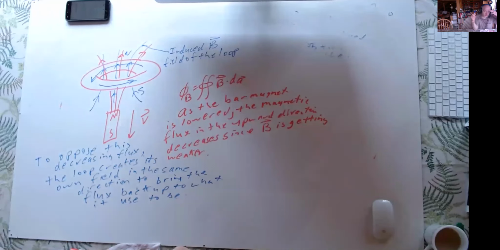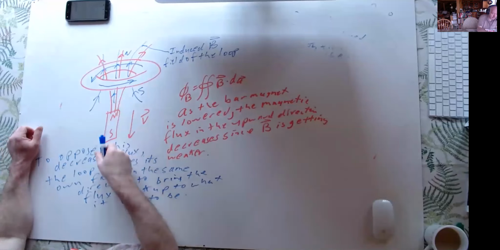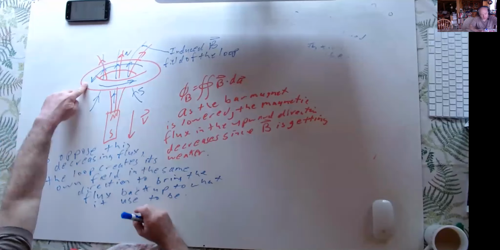Okay, so now you can see something here. What would happen if I went up and down like this? What would happen to the current in this ring?